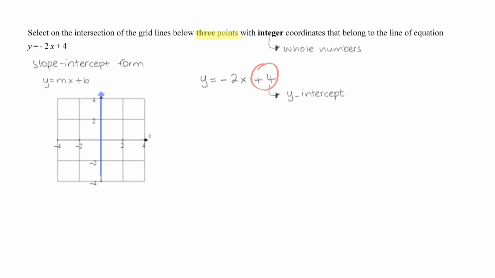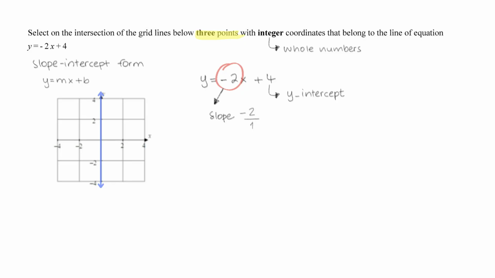This is where the line crosses the vertical y-axis. The number attached to the x, negative 2, is our slope. Think of it as a fraction, negative 2 over 1. This tells us for every 1 step we go right, we go down 2 steps because it is negative.